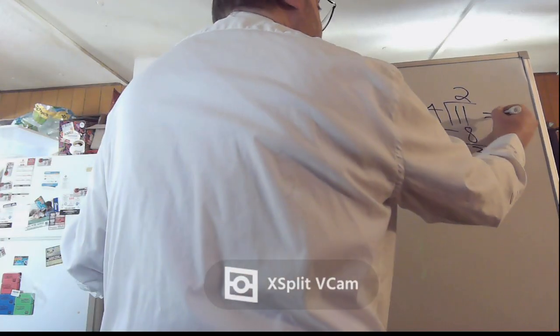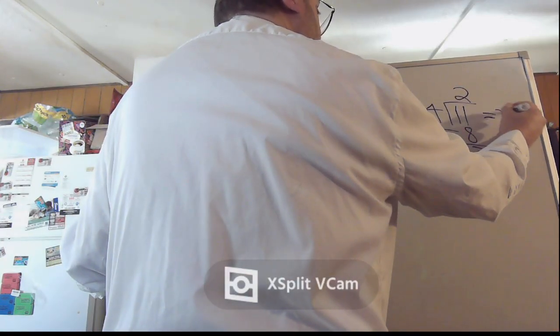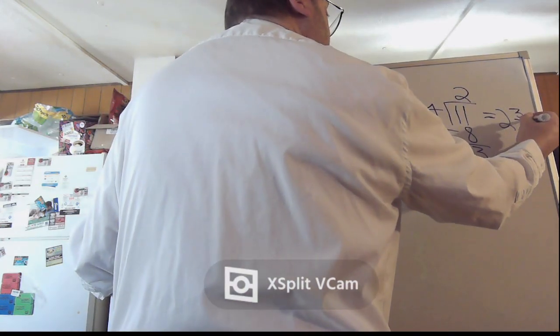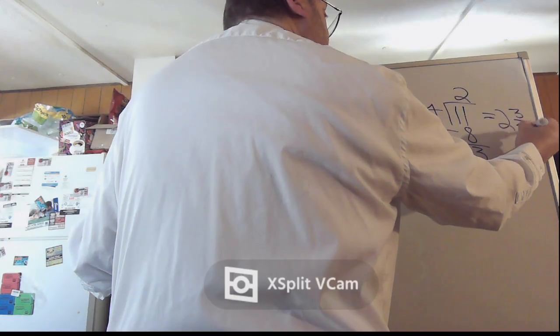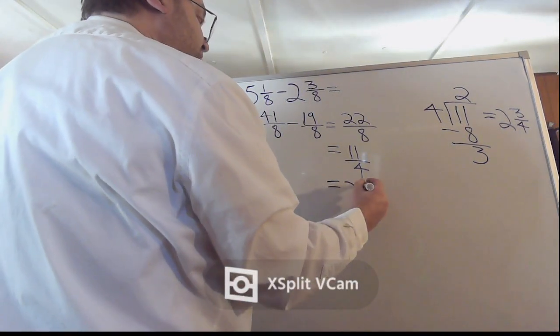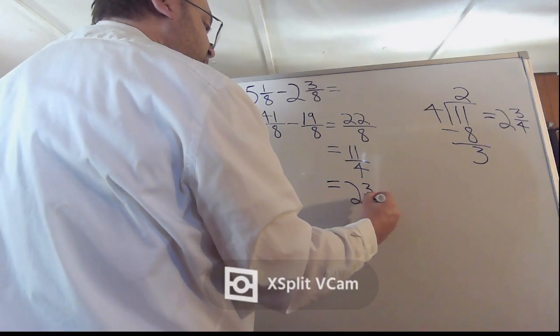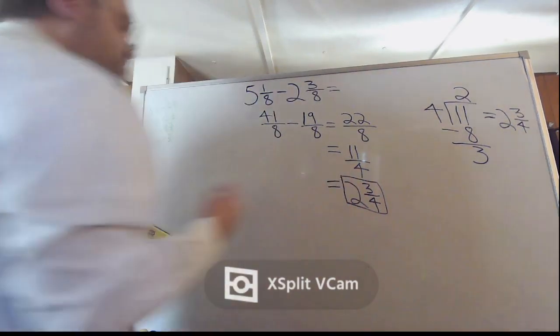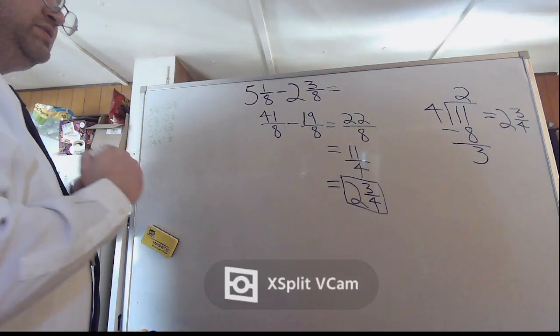So the whole number 2 up here will be the whole number part. The 3, the remainder, will be your numerator. The 4, the divisor, will be your denominator. So the final answer to this is going to be 2 3/4. That's the answer you would get to this equation here, 2 3/4.